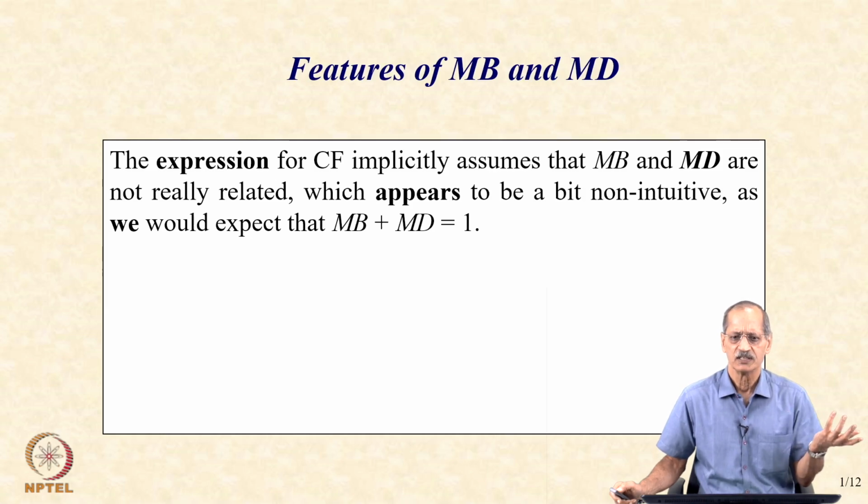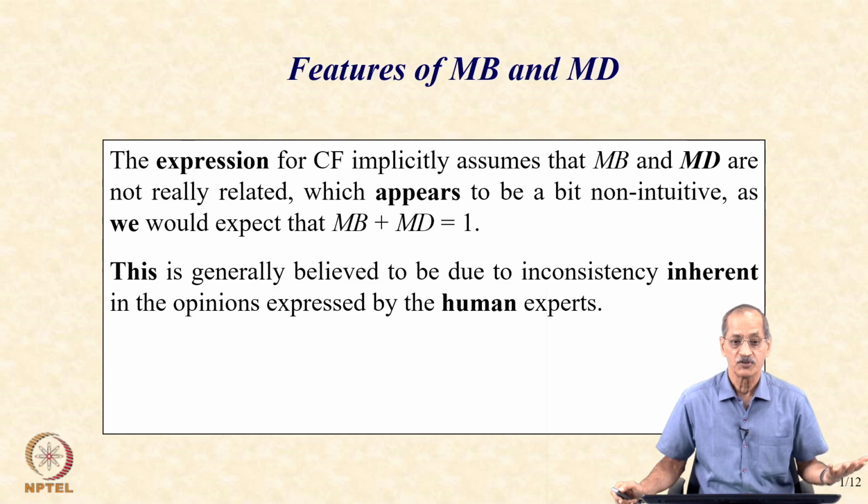That is the fundamental idea. This is what we would expect, and that brings us to the idea that MB and MD are actually related, which means they are not independent quantities. Even though your expression for CF says that they are independent, your thought is that they should be related like this, that MB equals 1 minus MD. Let us assume that this is there.